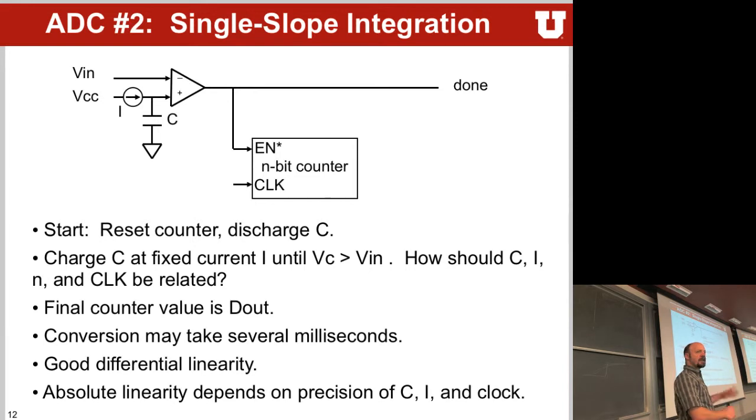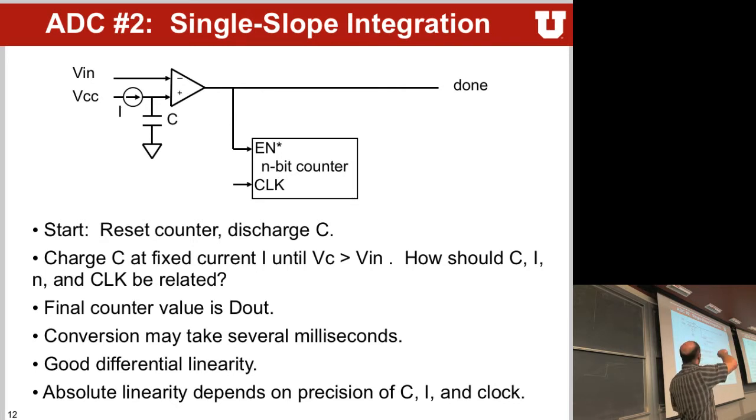Make sense? Yeah? Yes? Are you assuming that your Vin is going to reach some voltage? What do you mean? So what if Vin doesn't reach whatever voltage is on the capacitor? Vin? Vin is the input voltage that you want to measure. Yes. So what if it doesn't reach? You're just looking at the input. You mean if this voltage here over the capacitor doesn't reach Vin?